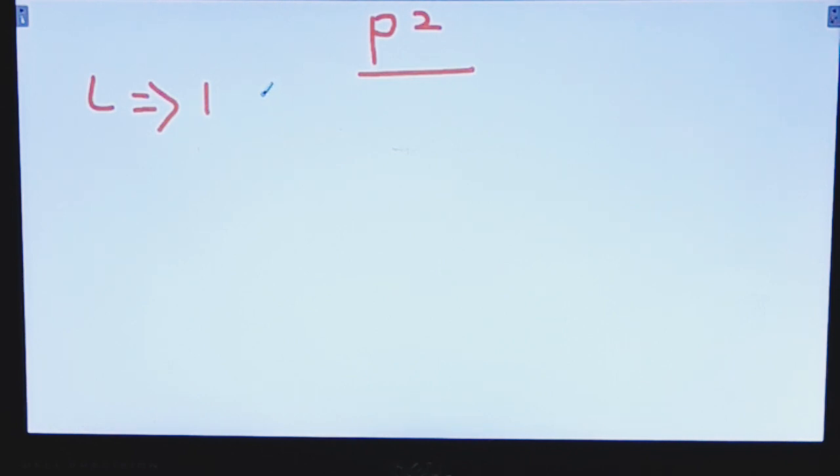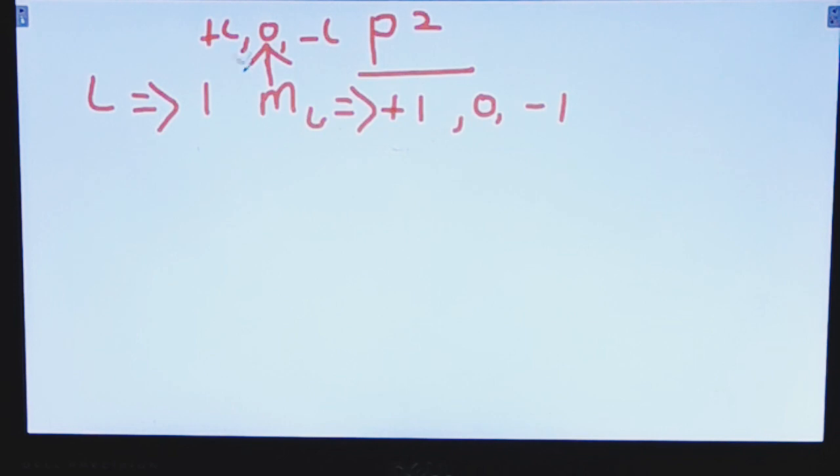Then the magnetic quantum number. The magnetic quantum number for P orbital is +1, 0, and -1, because magnetic quantum number begins from +L, 0, and -L. Since the L is 1, we begin from +1, 0, and -1. Then the spin quantum number, represented by ms. An electron can spin upwards, which is represented by +half, or downwards, which is represented by -half.